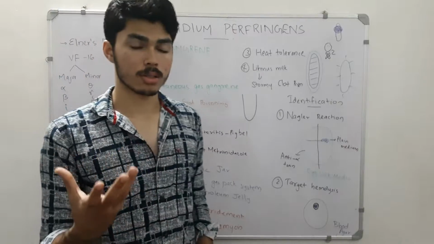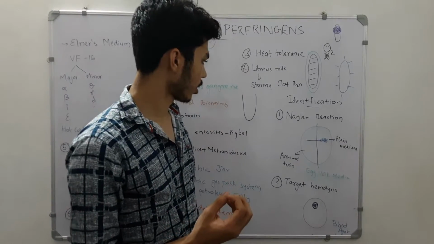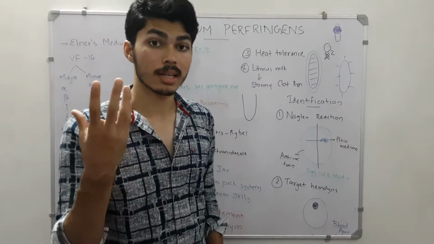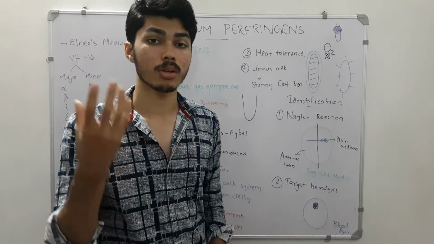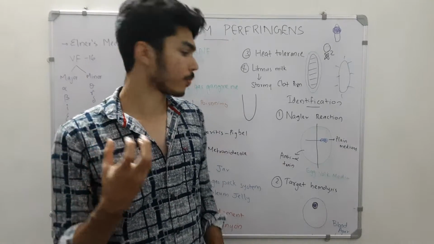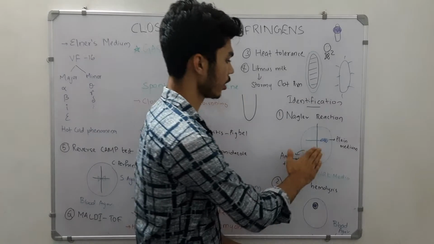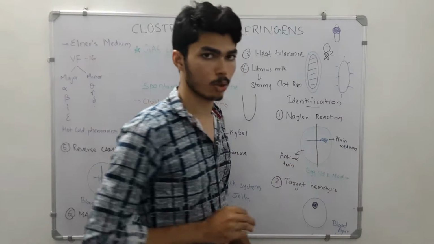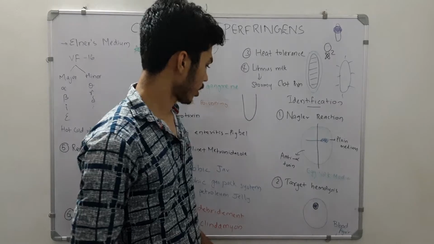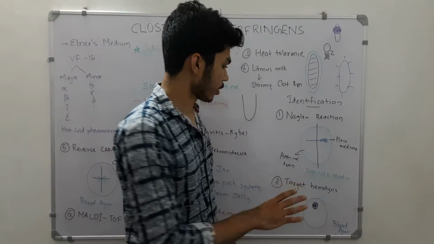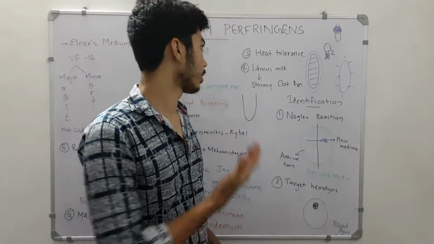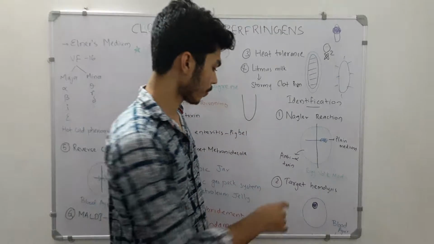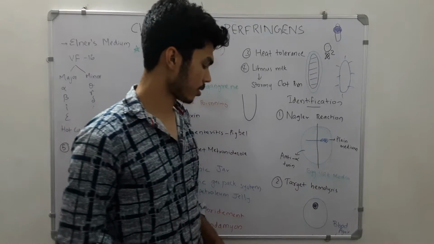It is because the lecithinase, actually alpha toxin, has the property of lecithinase activity, so it creates an opalescence. Now the second method that you can use to identify this Clostridium perfringens is by target hemolysis.